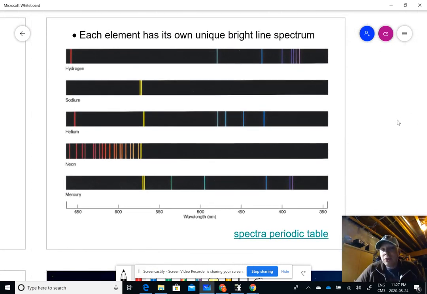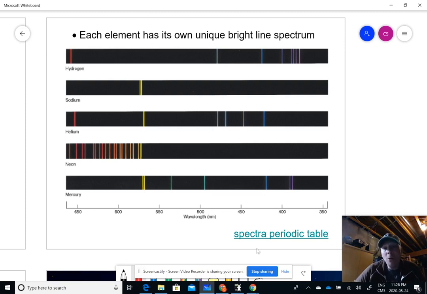I mentioned in the last video as well that these are like fingerprints. If you look at the different elements, hydrogen, sodium, helium, neon, mercury, these are the examples in here, you can see that they all have different combinations of these bright lines. And the reason for that is they have different amounts of energy that are required to go from one energy state to another energy state. And that's a property of the element. Keep in mind that the nucleus is different for each of these elements, so that has a different attraction and pull of the electrons for each of the elements. And so they're all different.